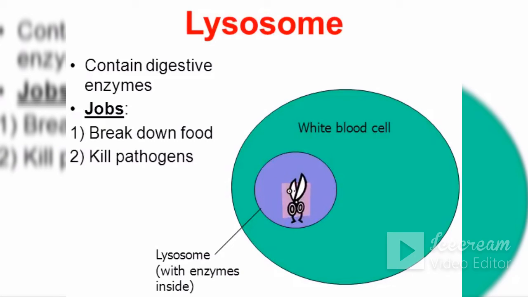Here we have an example of a white blood cell. You probably know white blood cells' job is to fight off infections like bacteria and viruses. Well, that's what we call pathogens. Things that cause disease are called pathogens.